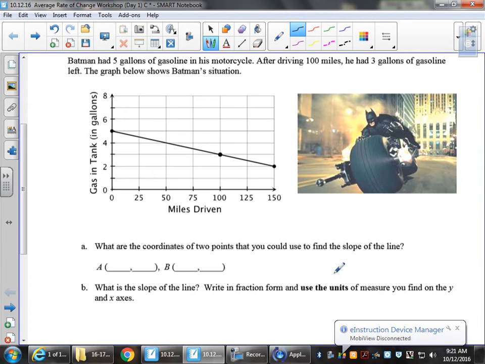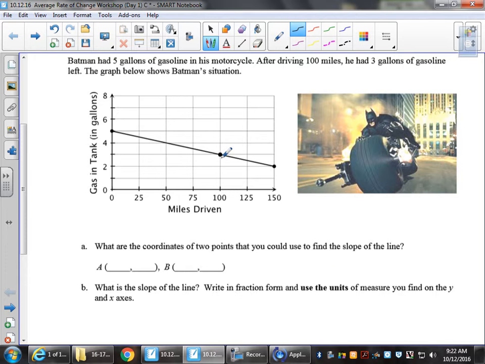What are the coordinates of 2 points that you could use to find the slope of this line? What 2 ordered pairs do you want to use? The ones that are already there? What would those ordered pairs be? Do I have to use those 2? So right now people are correctly saying those 2 that are highlighted, which is fine.